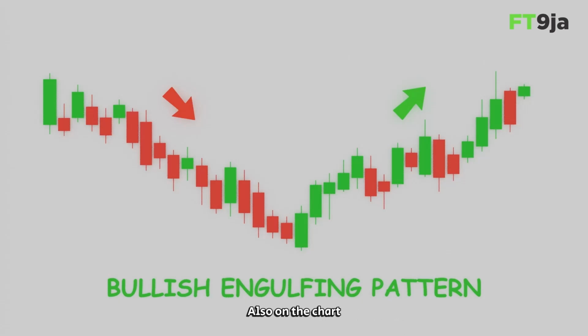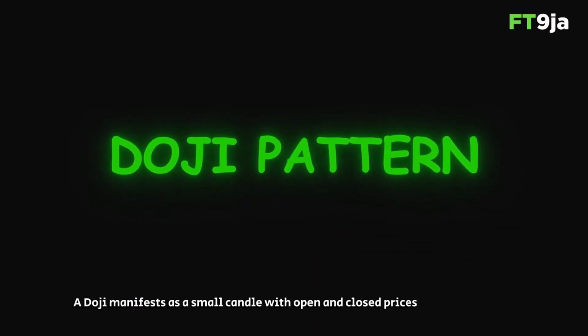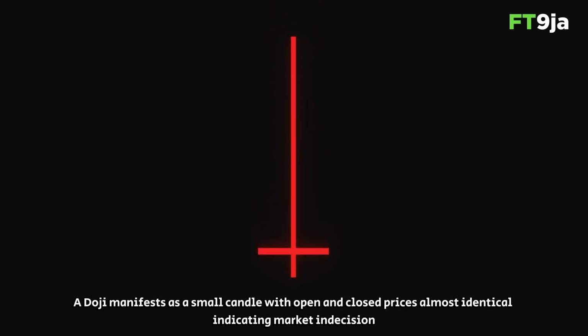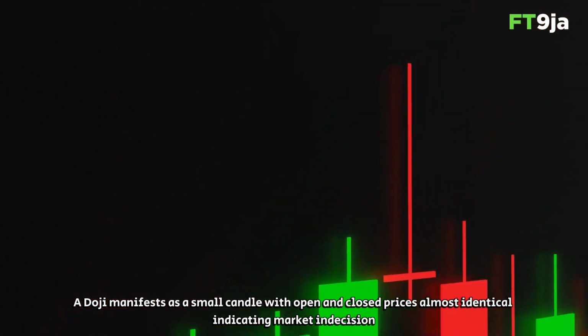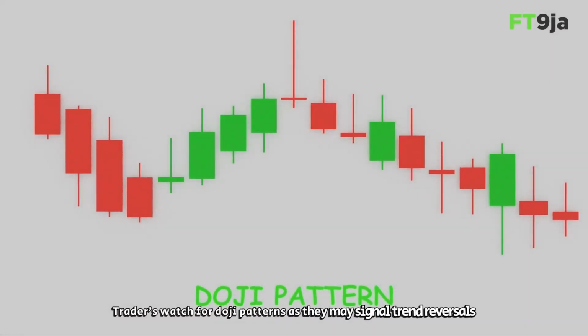Also, on the chart, a doji manifests as a small candle with open and closed prices almost identical, indicating market indecision. Traders watch for doji patterns as they may signal trend reversals.